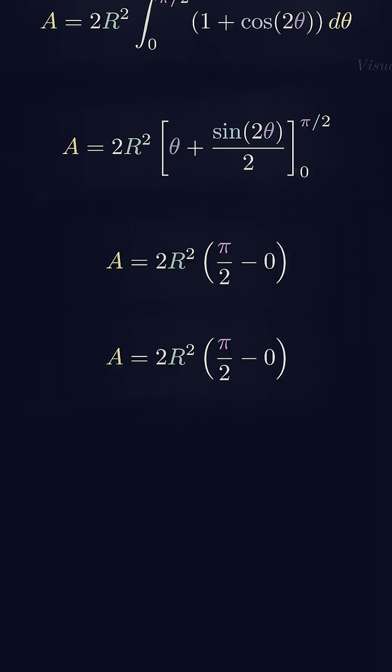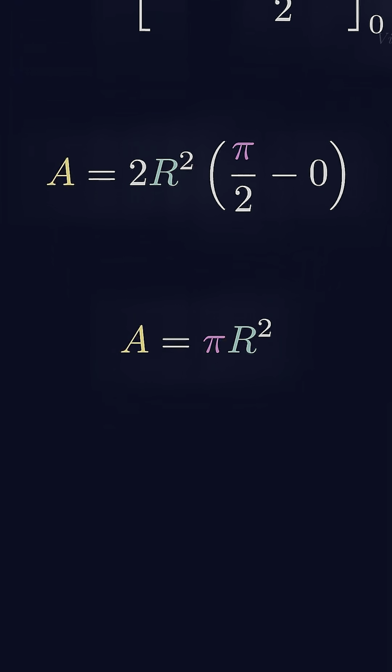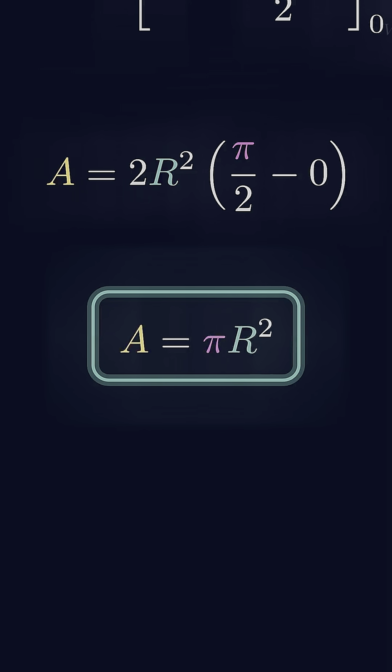Plugging in the upper limit, sine of pi vanishes to 0. Plugging in the lower limit, everything is 0. We are left with 2r squared times pi over 2, and that equals pi r squared.